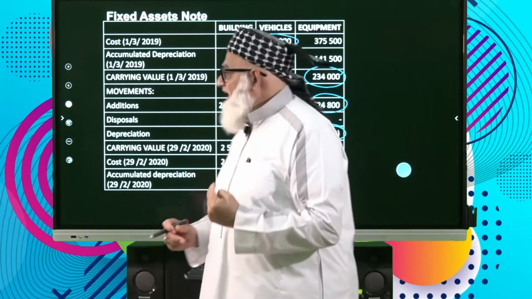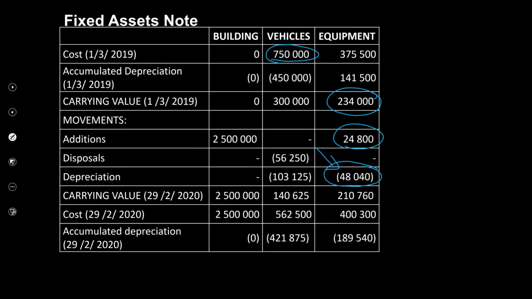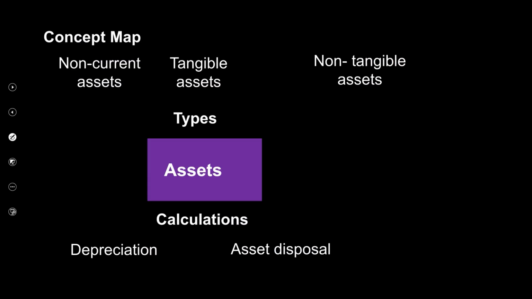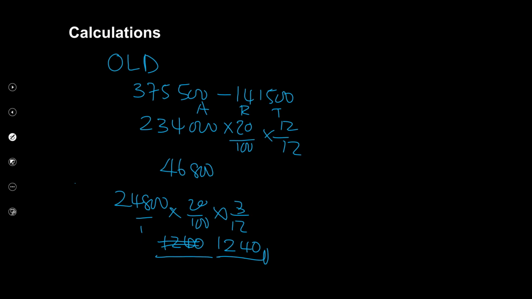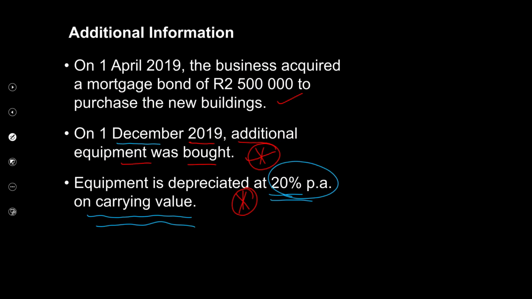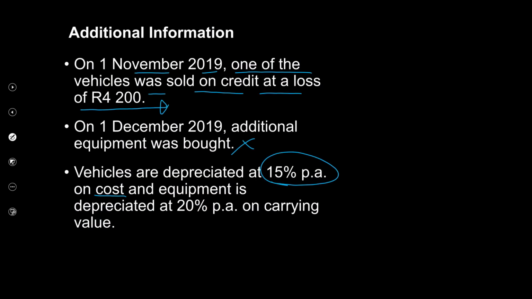Okay, once I've done that, I now have a carrying value, obviously 750,000 minus the 450,000 will give me a carrying value of 300,000, right? And now I'm told with regards to the disposal, what am I told? I'm told here that the vehicle was sold. Let's get the information. Here it is. It was sold on credit at a loss of 4,200.